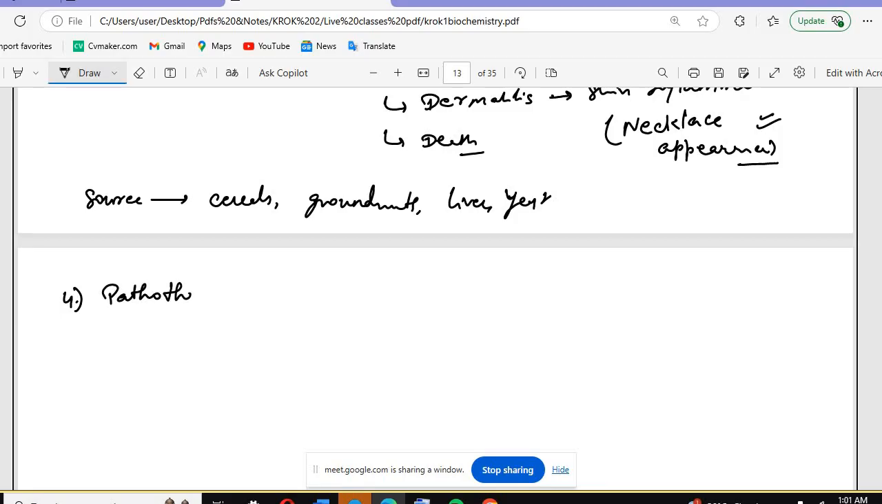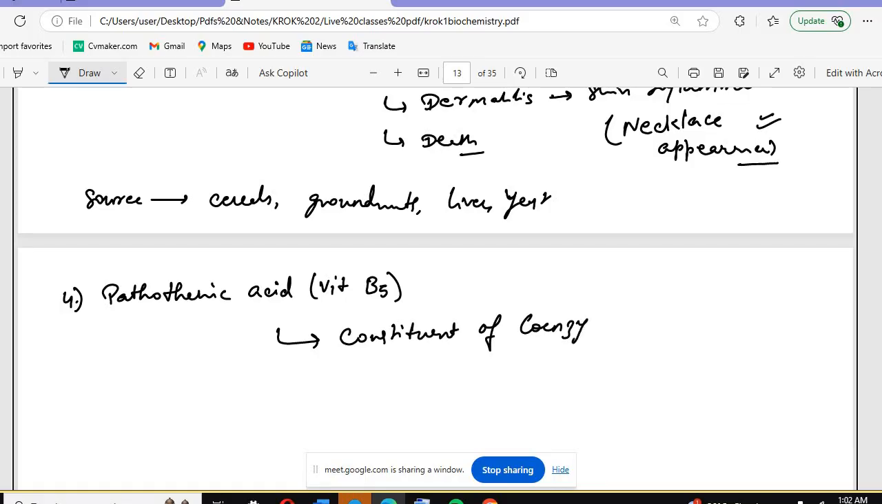After vitamin B3, we will be having pantothenic acid. Pantothenic acid is vitamin B5. This is the constituent of coenzyme A, and this is very important for acyl transfer. The coenzyme is important for acyl transfer.